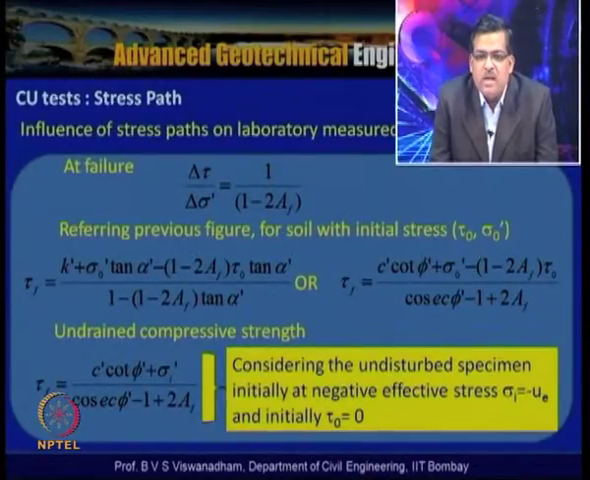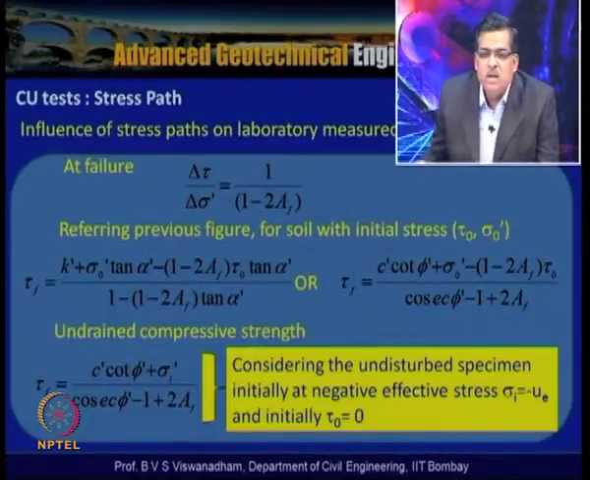we are converting from the KF line to the tau sigma space completely, where tau f is equal to c dash cot phi dash plus sigma naught dash minus 1 minus 2 AF tau naught, divided by cosecant phi dash minus 1 plus 2 AF. So the undrained compressive strength can be obtained, where phi dash is equal to 0, as tau f is equal to c dash cot phi dash plus sigma 1 dash divided by cosecant phi minus 1 plus 2 AF.